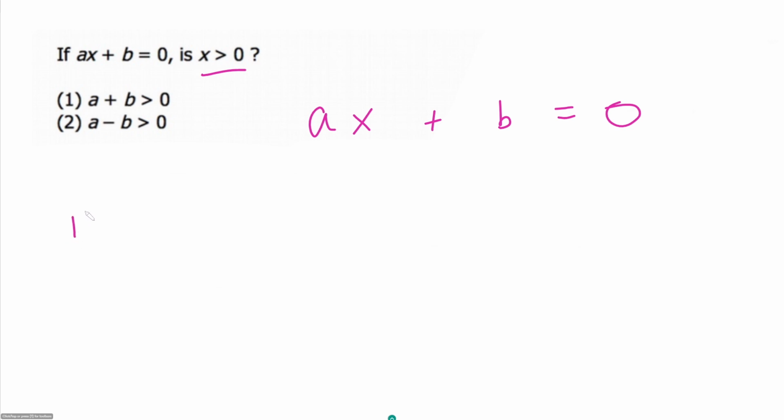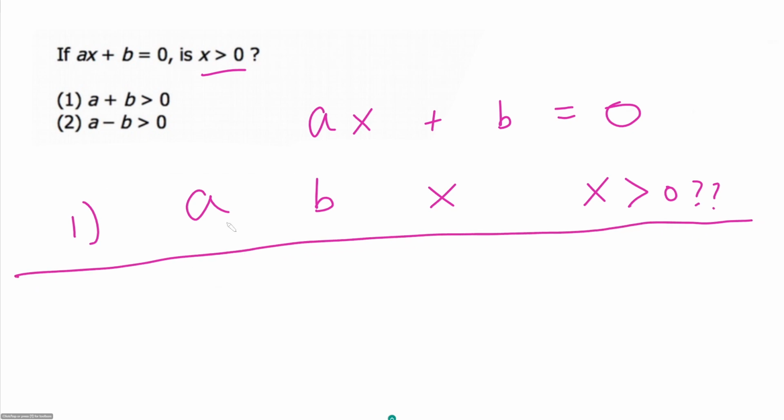So since I couldn't get everything in terms of x, I might just test out numbers here. I just need to choose numbers for a and b such that a plus b is greater than 0. So I need an a, I need a b. Based on that, I need to calculate what my x is. And then I need to answer my question, is x greater than 0? And as always, my goal here is to prove insufficiency.